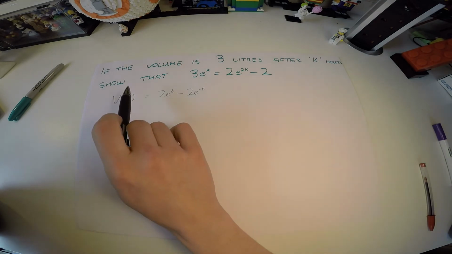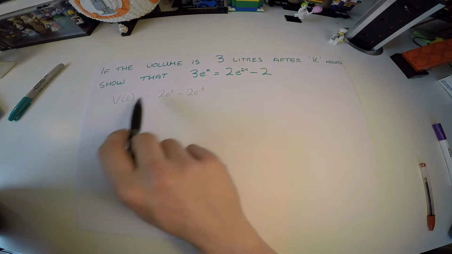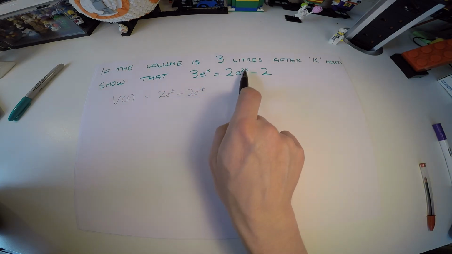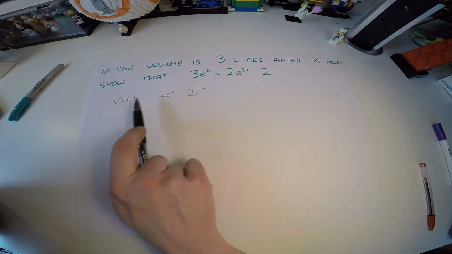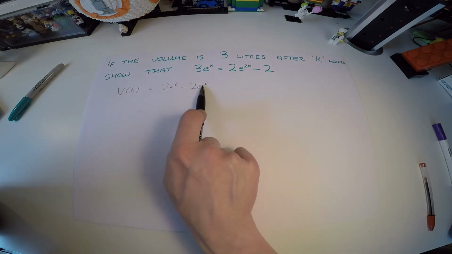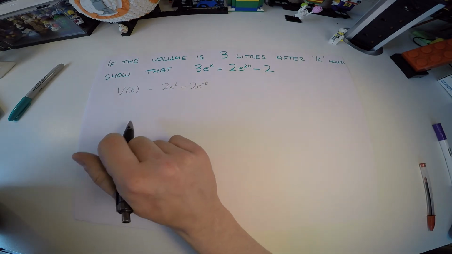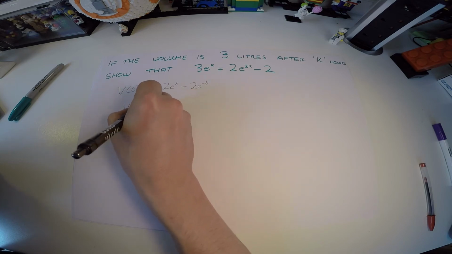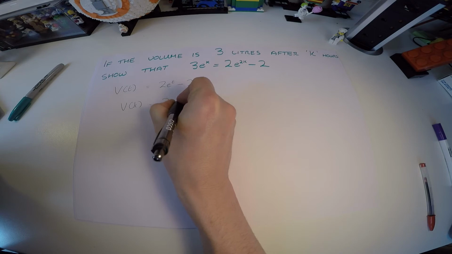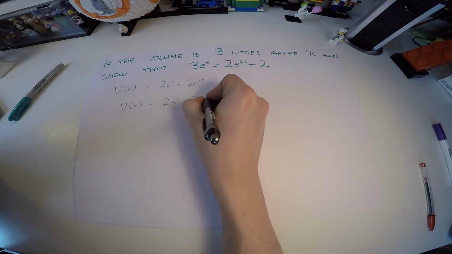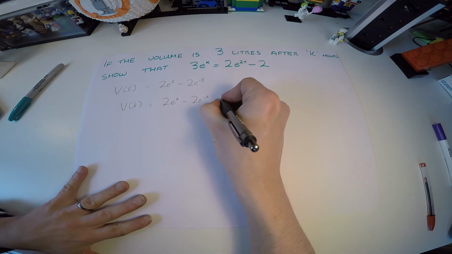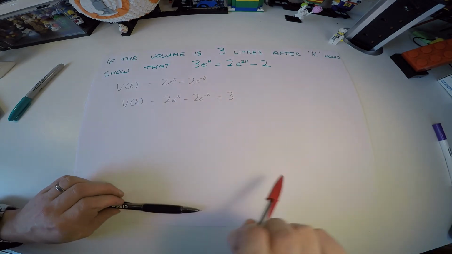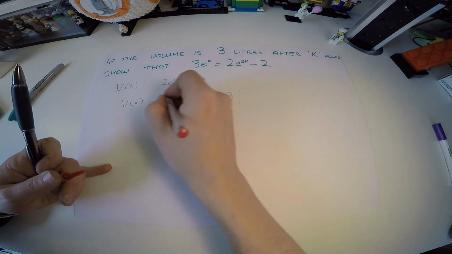And the next part, we're told that if the volume is 3 litres after k amount of hours, show that 3e to the k equals 2e to the 2k minus 2. So we have our function for volume. It's 2e to the t minus 2e to the minus t, but they want to change t with k, right? So if we change t with a k, the volume at some k hours is going to be 2e to the k minus 2e to the minus k. And we're told at k amount of hours, it's equal to 3 from the very first part. But then it says, given this piece of information, show that it should look like this.